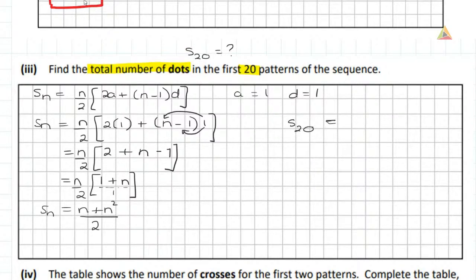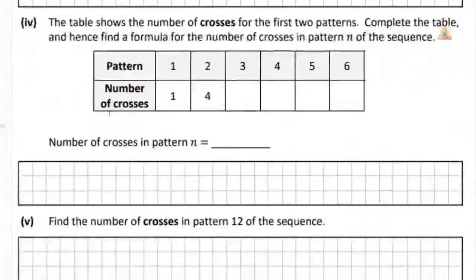So everywhere we have an n, we're going to put in 20. So 20 plus 20 squared all over 2. And that's going to give me 20 plus 400 over 2. And when we put that into our calculator, we're going to get the sum of the total number of dots in the first 20 patterns turns out to be 210.